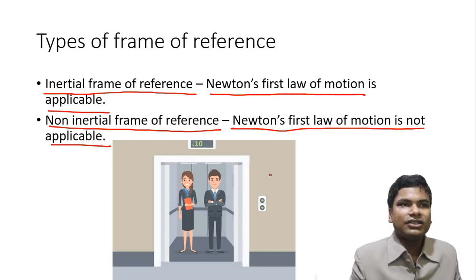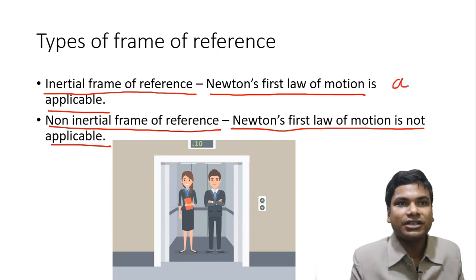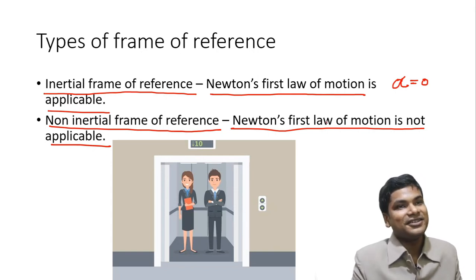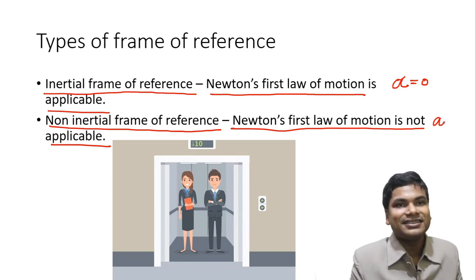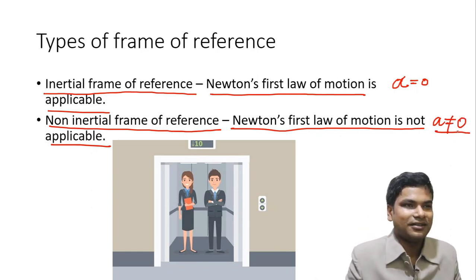Because in case of an inertial frame of reference, the frame of reference itself is not moving with any acceleration. So in this case, the acceleration of the inertial frame of reference is equal to 0. But in case of a non-inertial frame of reference, the acceleration of this frame of reference is not equal to 0. Let me give you a small example.